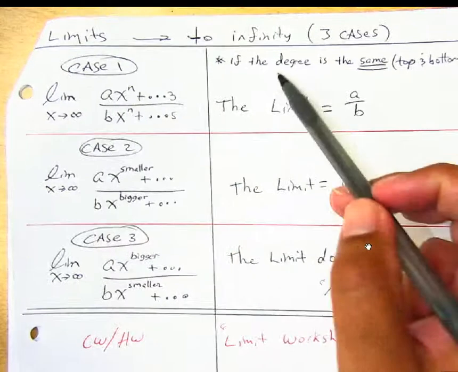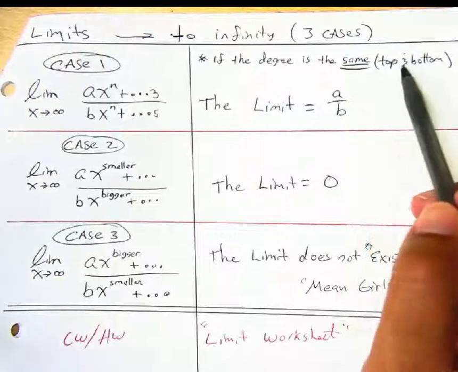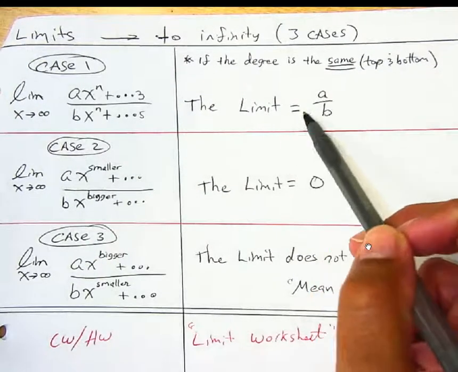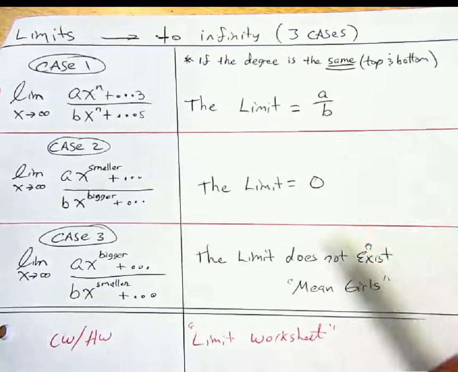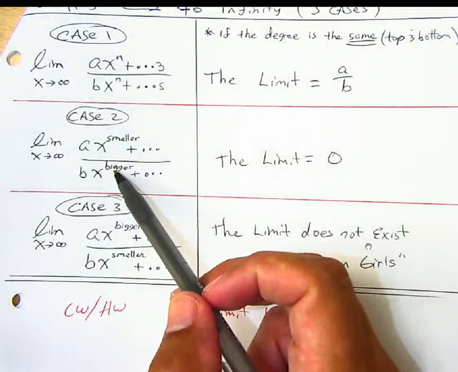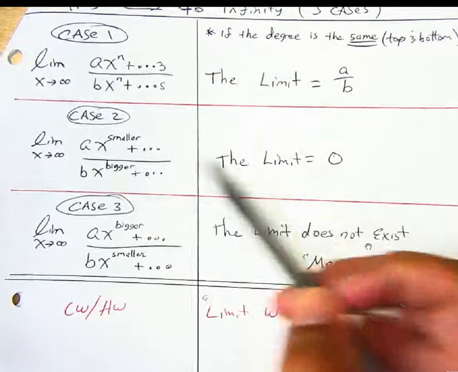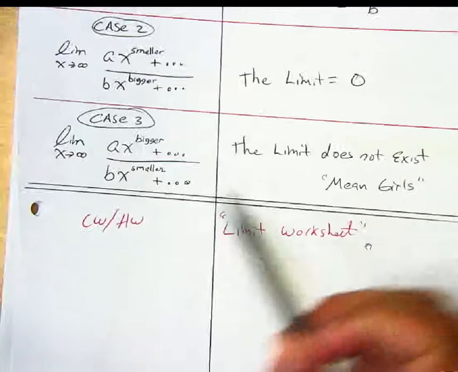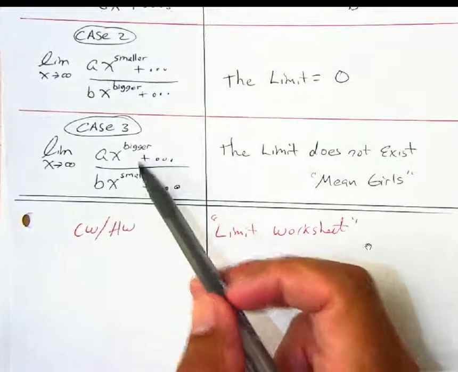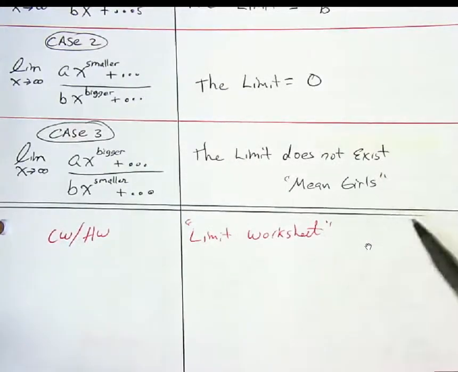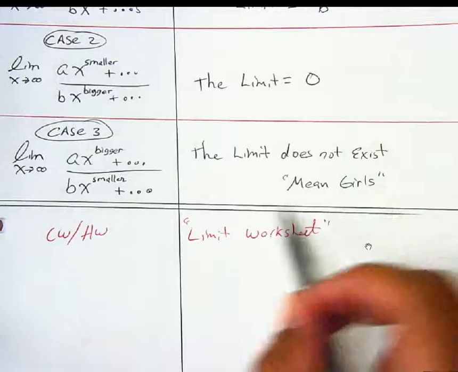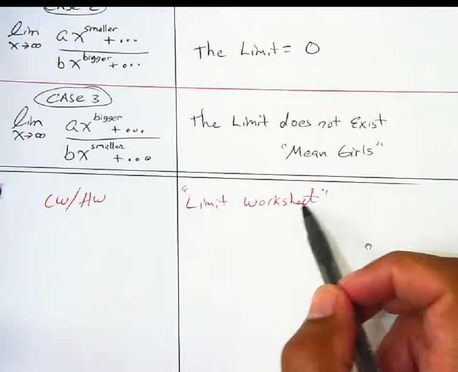And so the degree is the same, the exponent is the same, top and bottom, and the answer automatically will be a over b. The limit is equal to a over b, the coefficients. Case number 2 is when the exponent in the denominator is bigger. Automatically, the limit is 0. And finally, case number 3, when the numerator has the bigger exponent, then the limit does not exist.